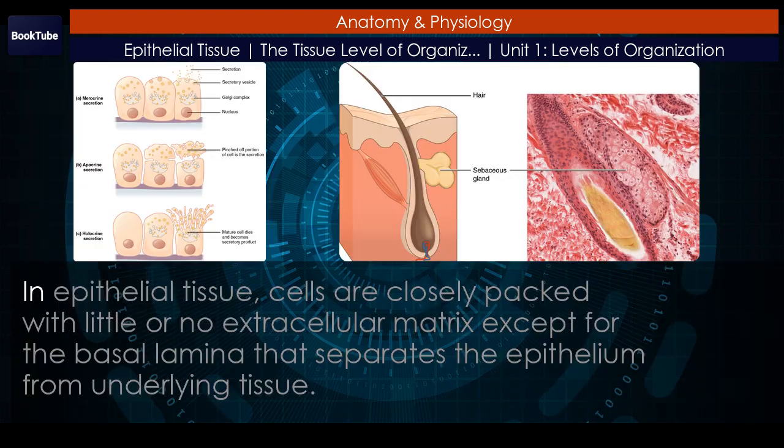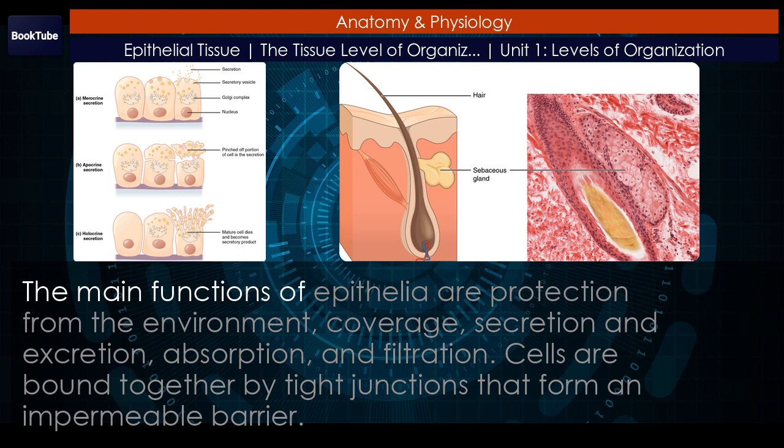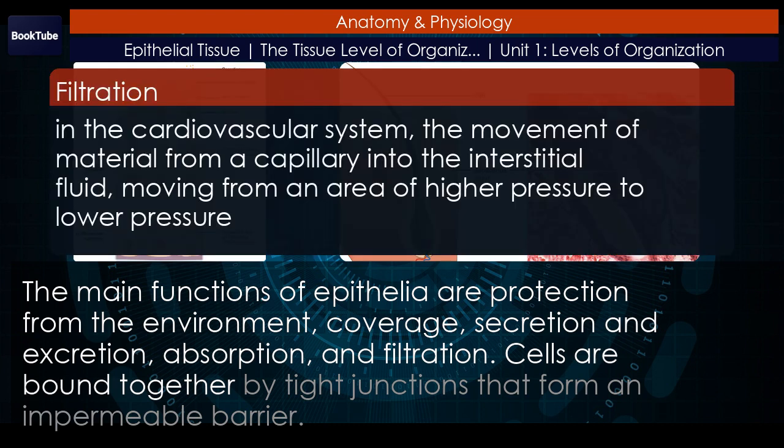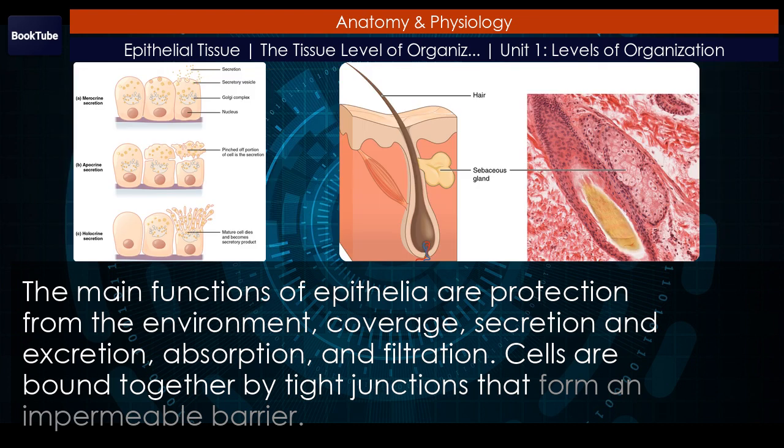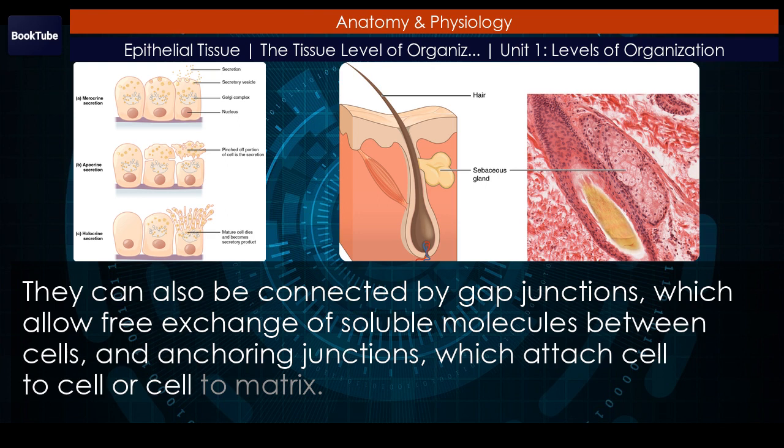Chapter review. In epithelial tissue, cells are closely packed with little or no extracellular matrix except for the basal lamina that separates the epithelium from underlying tissue. The main functions of epithelia are protection from the environment, coverage, secretion and excretion, absorption, and filtration. Cells are bound together by tight junctions that form an impermeable barrier. They can also be connected by gap junctions, which allow free exchange of soluble molecules between cells, and anchoring junctions, which attach cell to cell or cell to matrix.